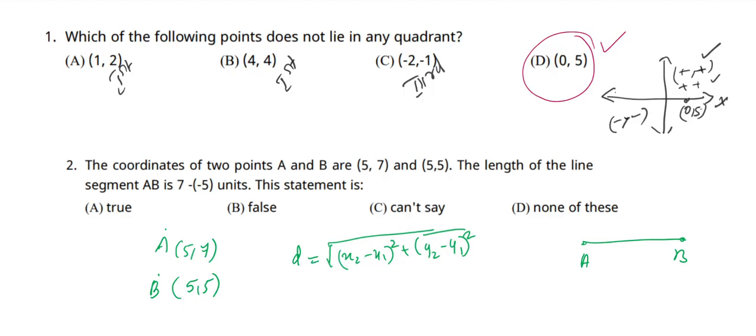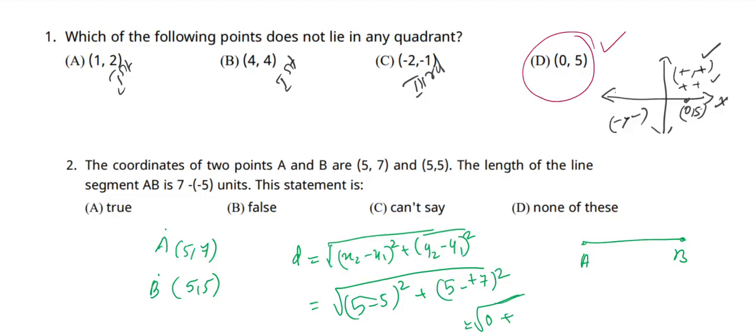Here (x1, y1) is (5, 7) and (x2, y2) is (5, 5). So we get the square root of (5 minus 5) squared plus (5 minus 7) squared. That is the square root of 0 plus 2 squared, which is root 4, that is 2. So 2 units is the length of AB.